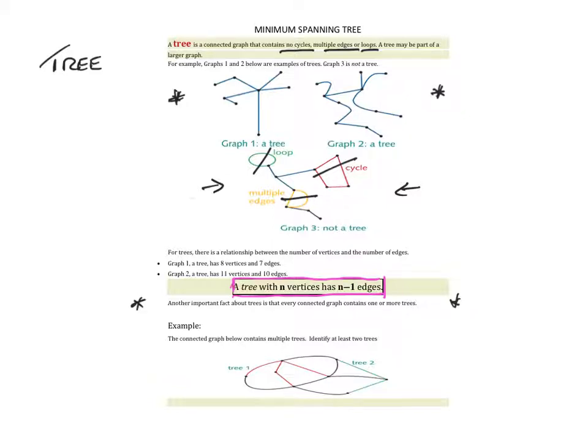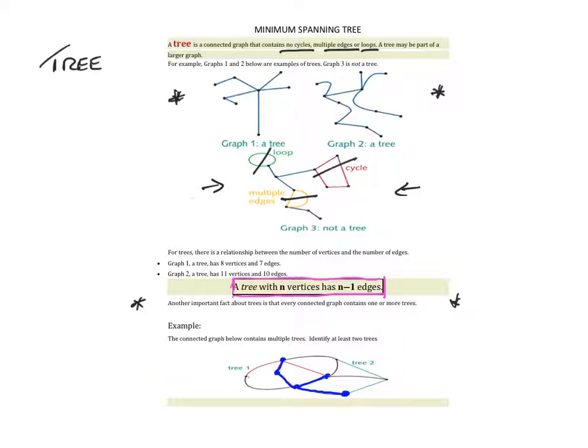In this example of a graph, you can see that there are two trees, the red one and the green one, but they are not the only two trees in that graph. If I started there, I could go there, there, there. As long as I don't create any multiple edges, loops or cycles, I can create a tree. So there's one.